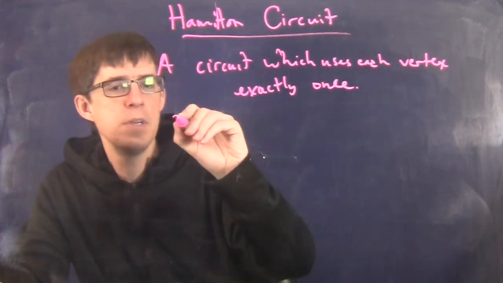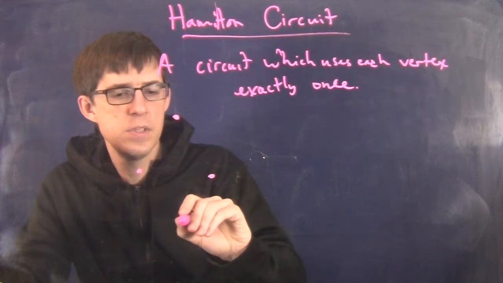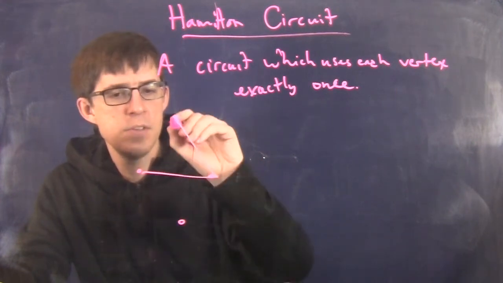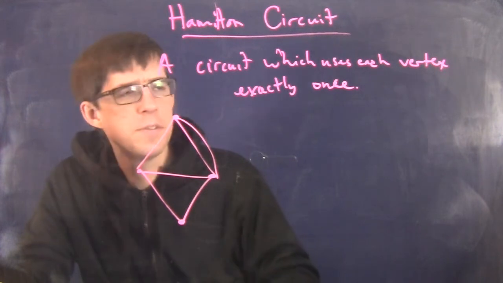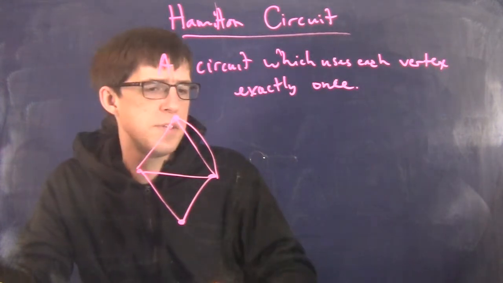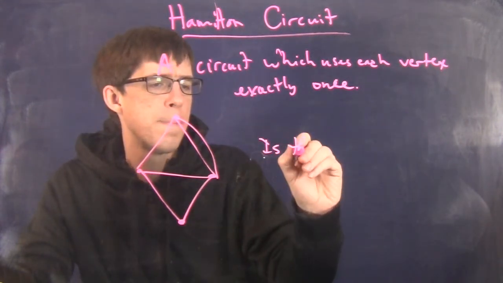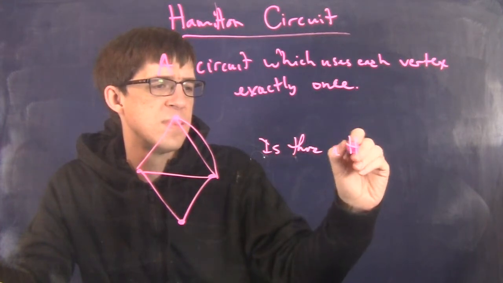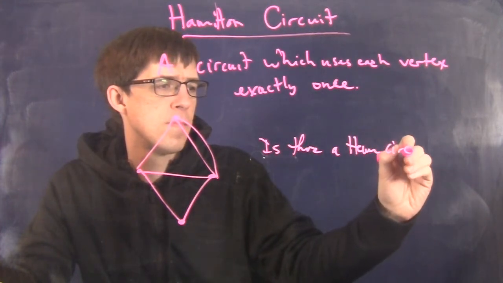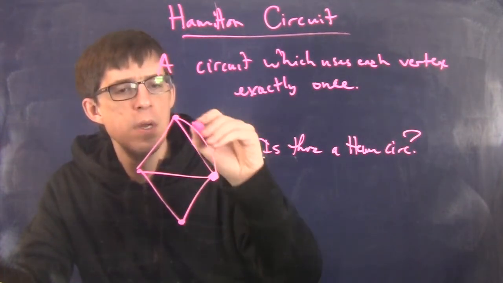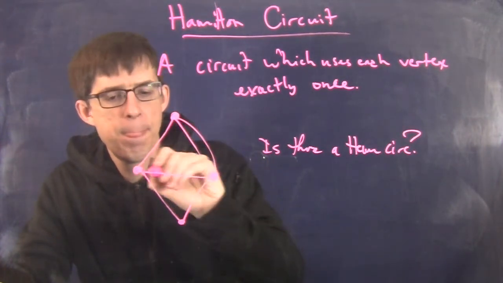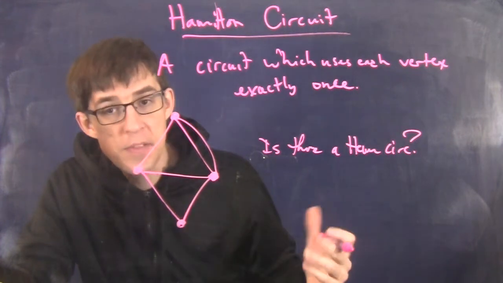Let's just look at some very simple examples. So, for instance, what if I have this graph here? From a certain point of view, Hamilton circuits are simpler. Is there a Hamilton circuit? That is a circuit in the graph which hits every vertex once, and you don't care about the edges.